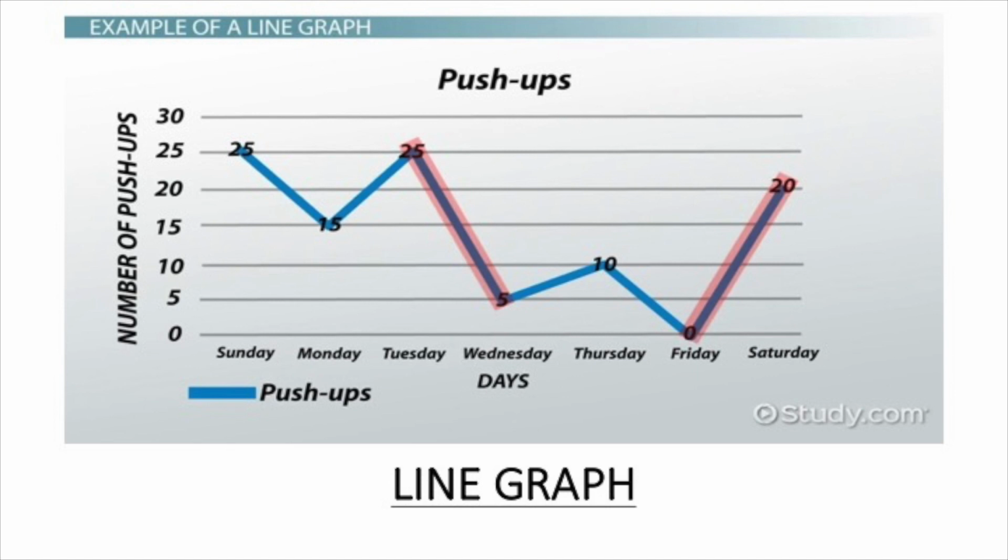Yes, we can use lines to give us the data too. For example, on the bottom, the horizontal days of the week: Sunday, Monday, Tuesday, Wednesday, Thursday, Friday, Saturday. And the topic is push-ups. How many push-ups does a person do on Sunday? 25. And then the line goes down for Tuesday, 15. Back up for Wednesday, up for Thursday, Friday, 0. No push-ups on Friday. And Saturday, 20.